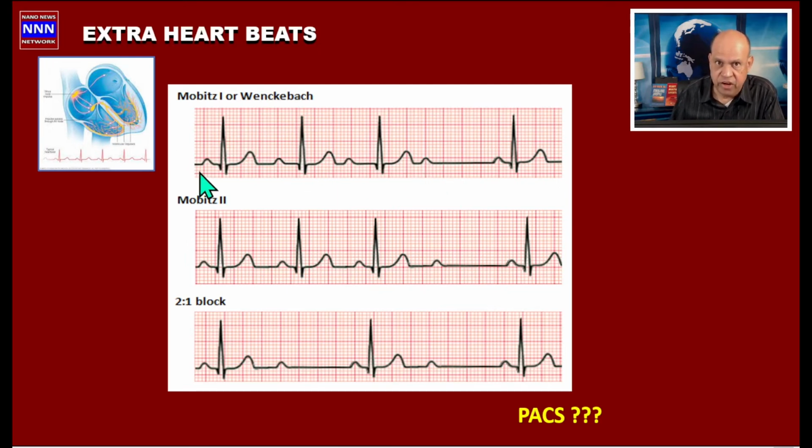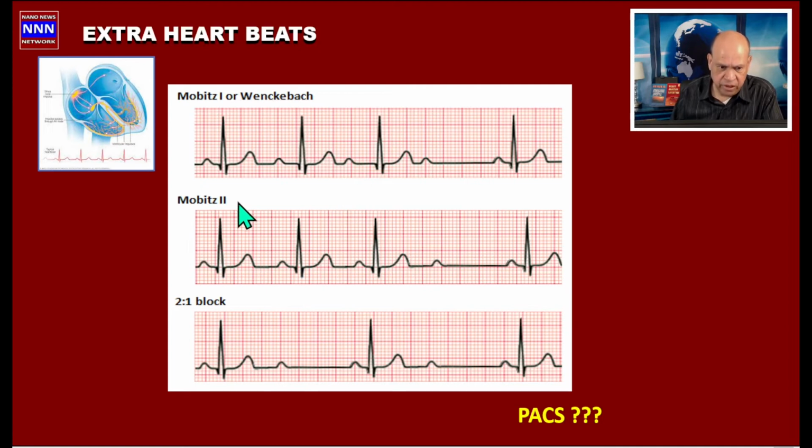And look at some of the characteristics of Wenkebach. The P wave morphology is identical. The PP intervals are identical. The RR intervals shorten with the succeeding cycles. And more importantly, the PR interval gets longer, until a P wave drops. And the PR interval after the drop is shorter than the PR interval that occurred before that blocked P wave. So not all blocked P waves are blocked PACs. It could be part of the Wenkebach cycle.